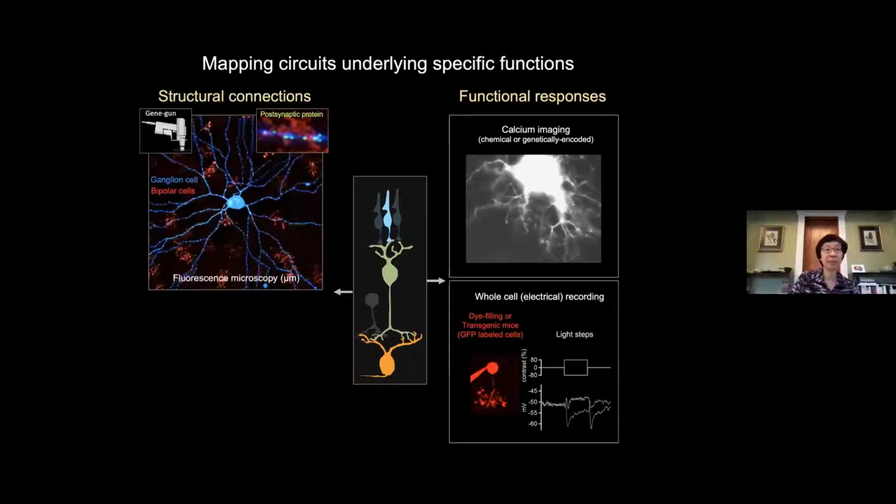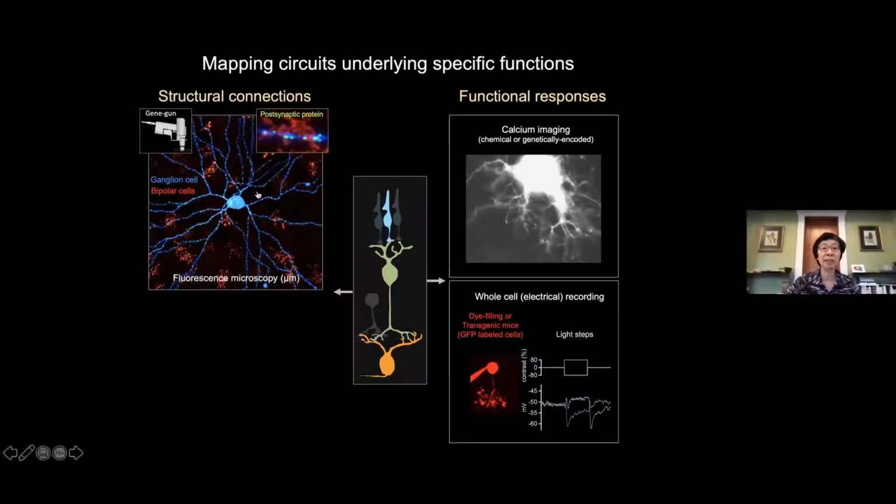What about mapping circuits? Well, there are again many ways to do that. And we use a method where we can deliver plasmid using a gene gun, place the retina here, shoot it very gently, and cause individual cells here to express fluorescent protein either to fill the whole neuron, so you can see its arbor, and at the same time, have the cells express synaptic proteins, in this case, a postsynaptic protein that is tagged with a fluorescent protein, either GFP or another color.